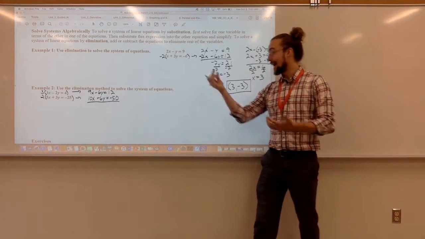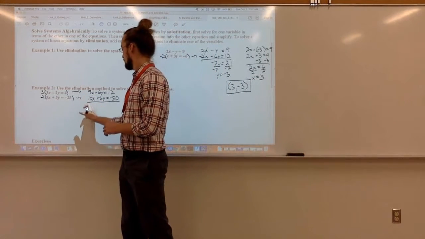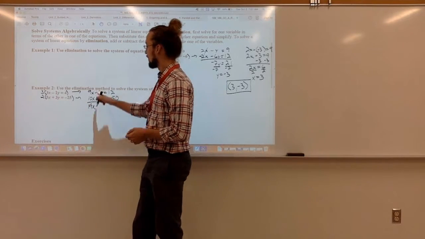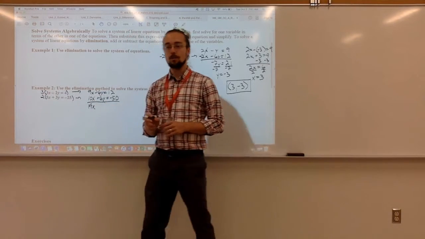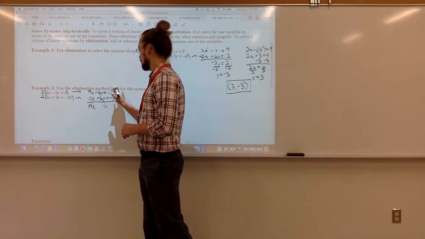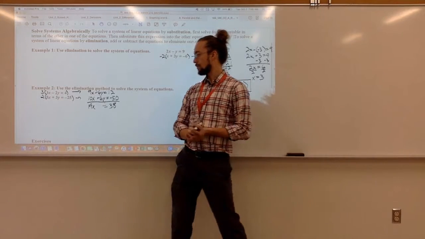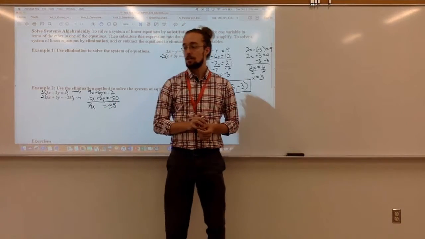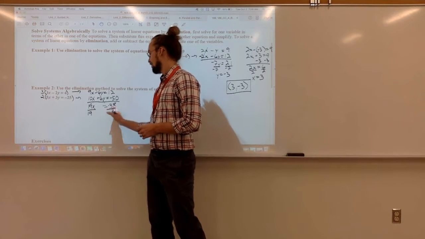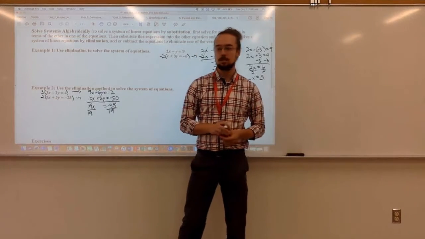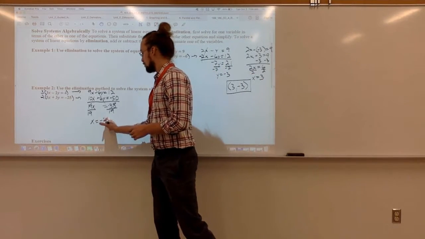Okay, so now I add my equations together. So 9x plus 10x, 19x, negative 6y plus 6y, that cancels out. And then 12 plus negative 50, negative 38. Then we want to divide both sides by 19. And we get x equals negative 2.